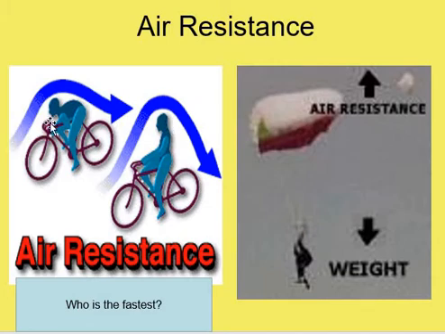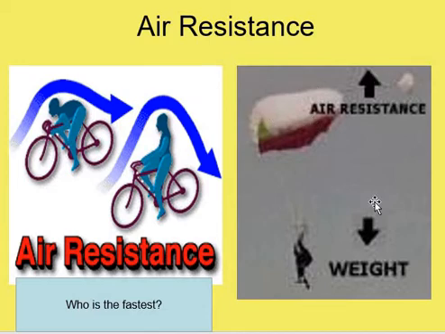Now the force that's acting against this person, shown by the arrow, is air resistance. So why is this person faster than this one? Well, there's a larger area here for air resistance, so this force will be greater against the actual moving force of the bicycle.